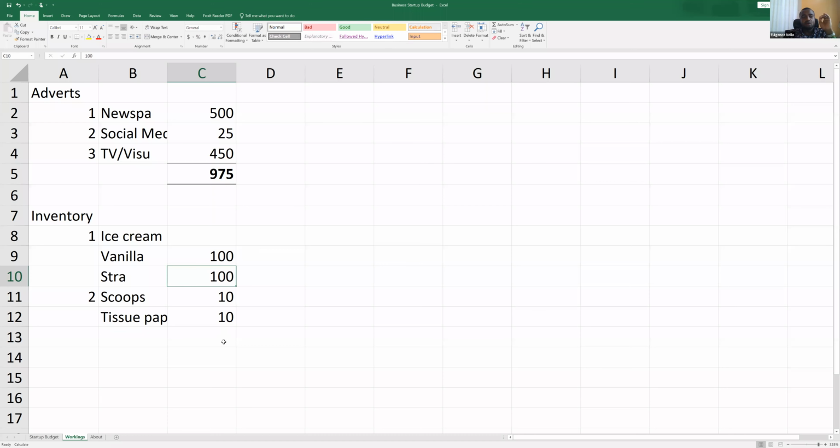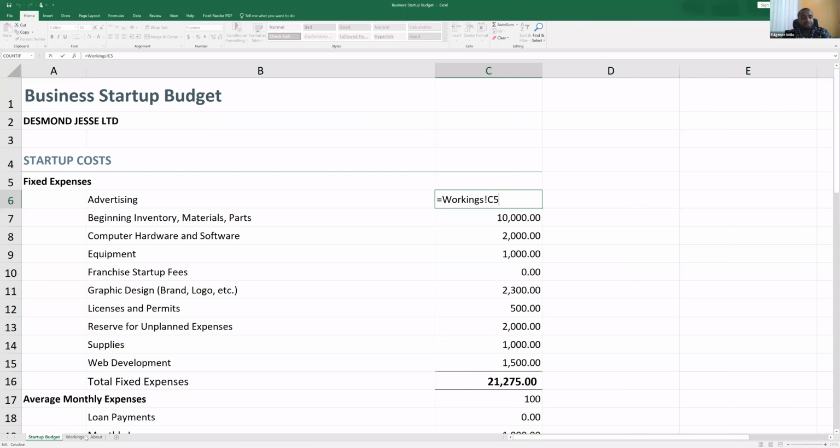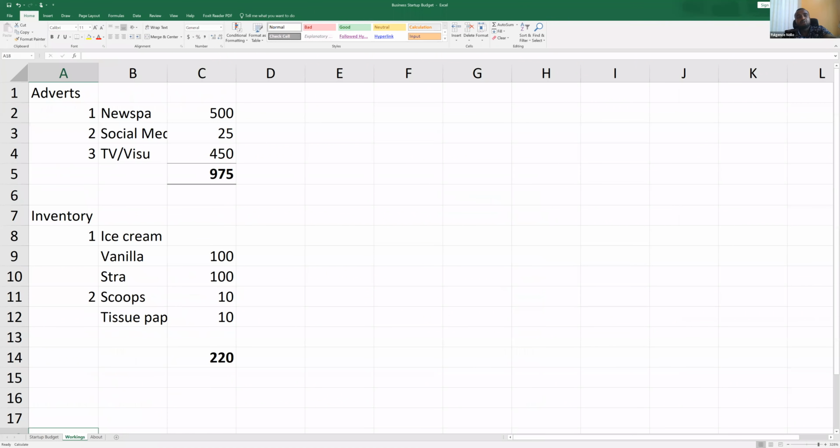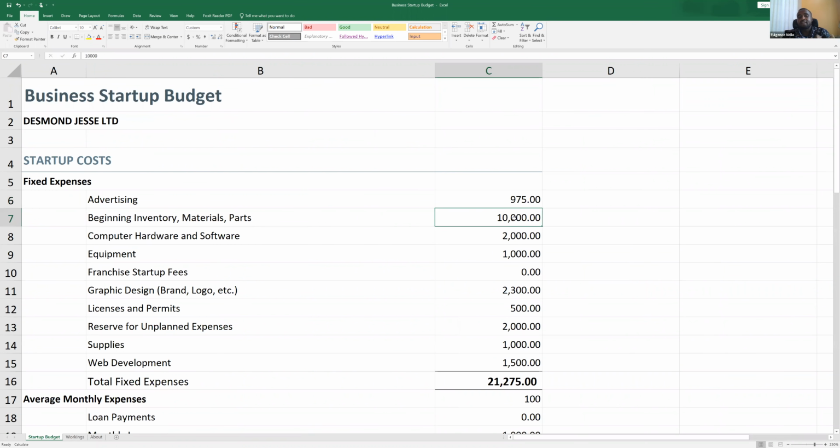So again, this one is to enable you, when you're pitching, for the person you're pitching your idea to, to be able to follow up. Because remember, it's very difficult if you bring this budget to me and you just tell me advertisement 975. But as an investor interested in your business, I click here, I see the working C5. And if I go to the working, I'm able to see under advert there is newspaper, social media, TV and visual adverts, which give the total of this much money. And for the inventory, it clearly shows what comprises this inventory.